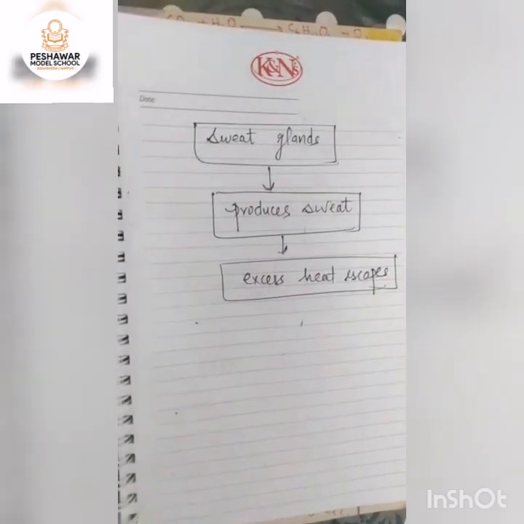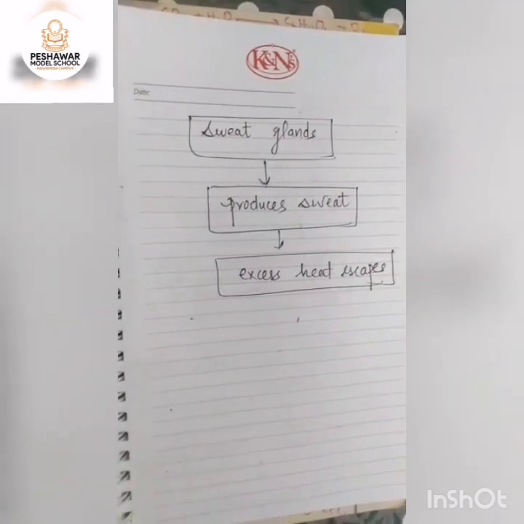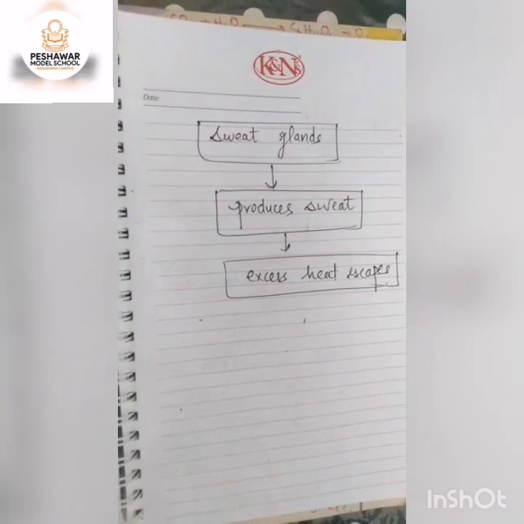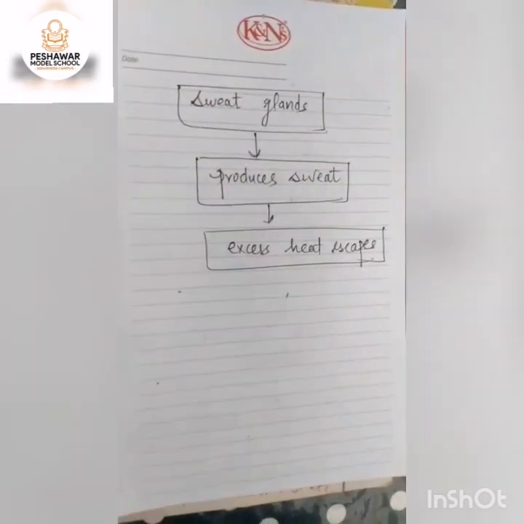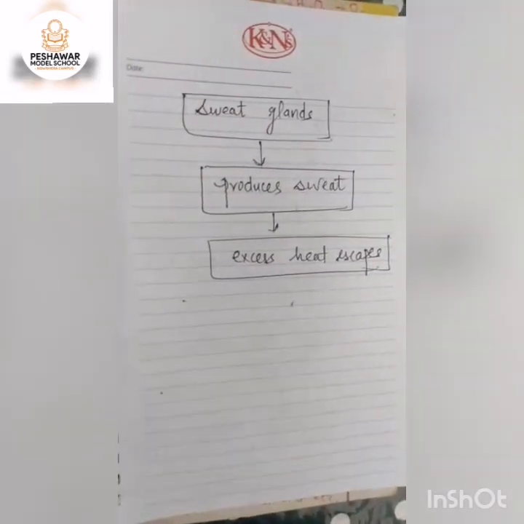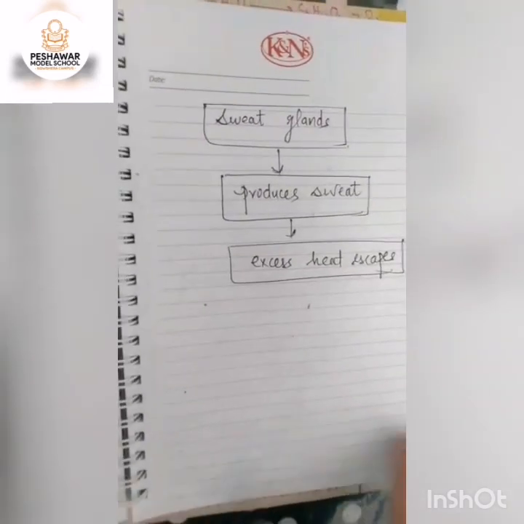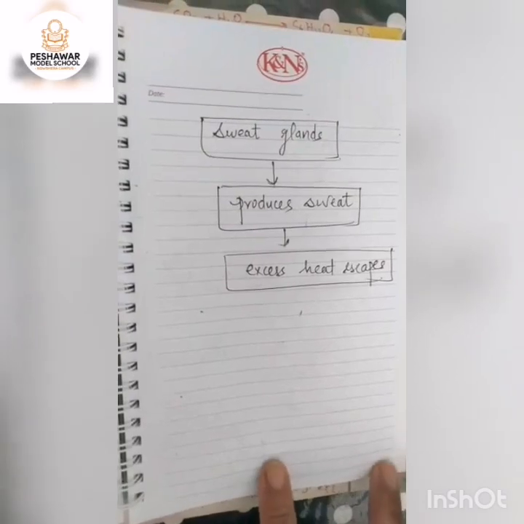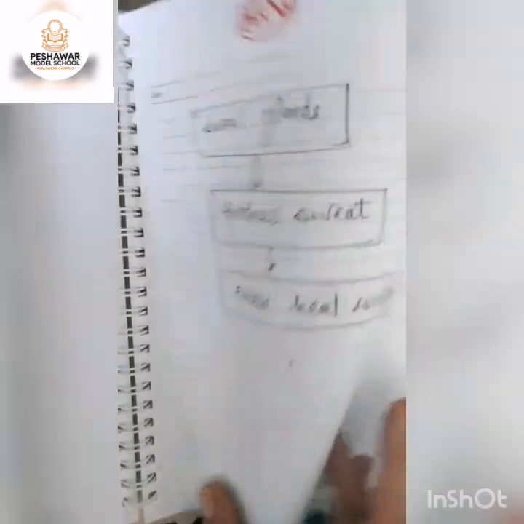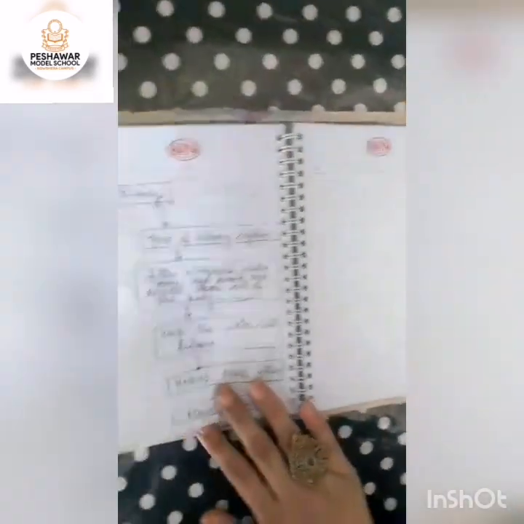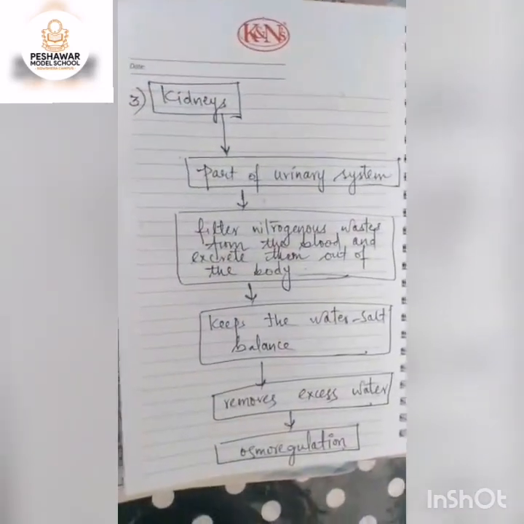And what is its function? It prevents the excess heat from going out of the body, or if the outer condition is very hot, it will also not let the excess heat get inside the body. And if there is excess heat inside the body, it will be excreted out of the body in the form of sweat.